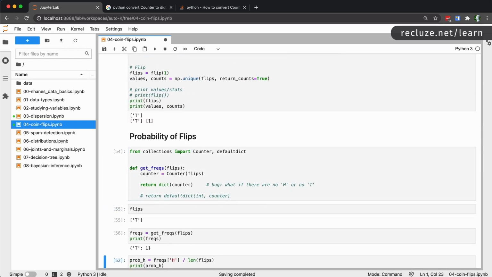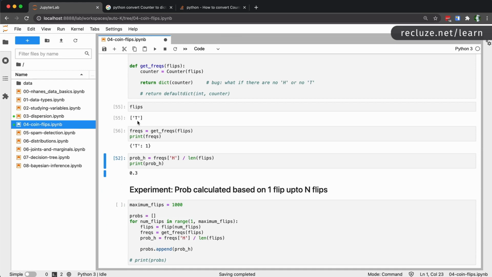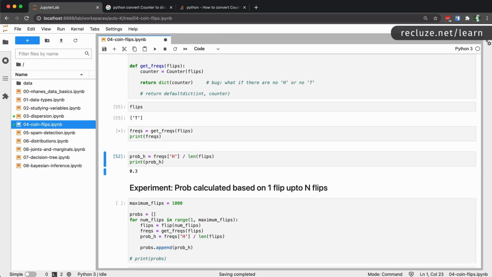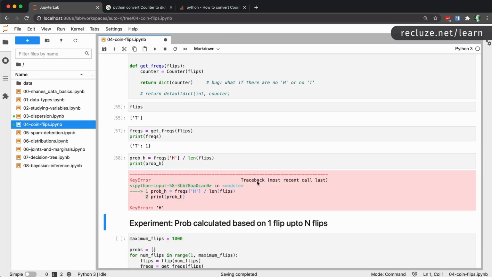Let's run everything again. Because H simply does not occur in this, the counter is not going to add that as a key. And as a result of that, if we run this, we are going to get a key error. H is not present in this dictionary. So again, you could go ahead and check here using an if H is in frequency, then calculate the probability, otherwise set the probability to 0.